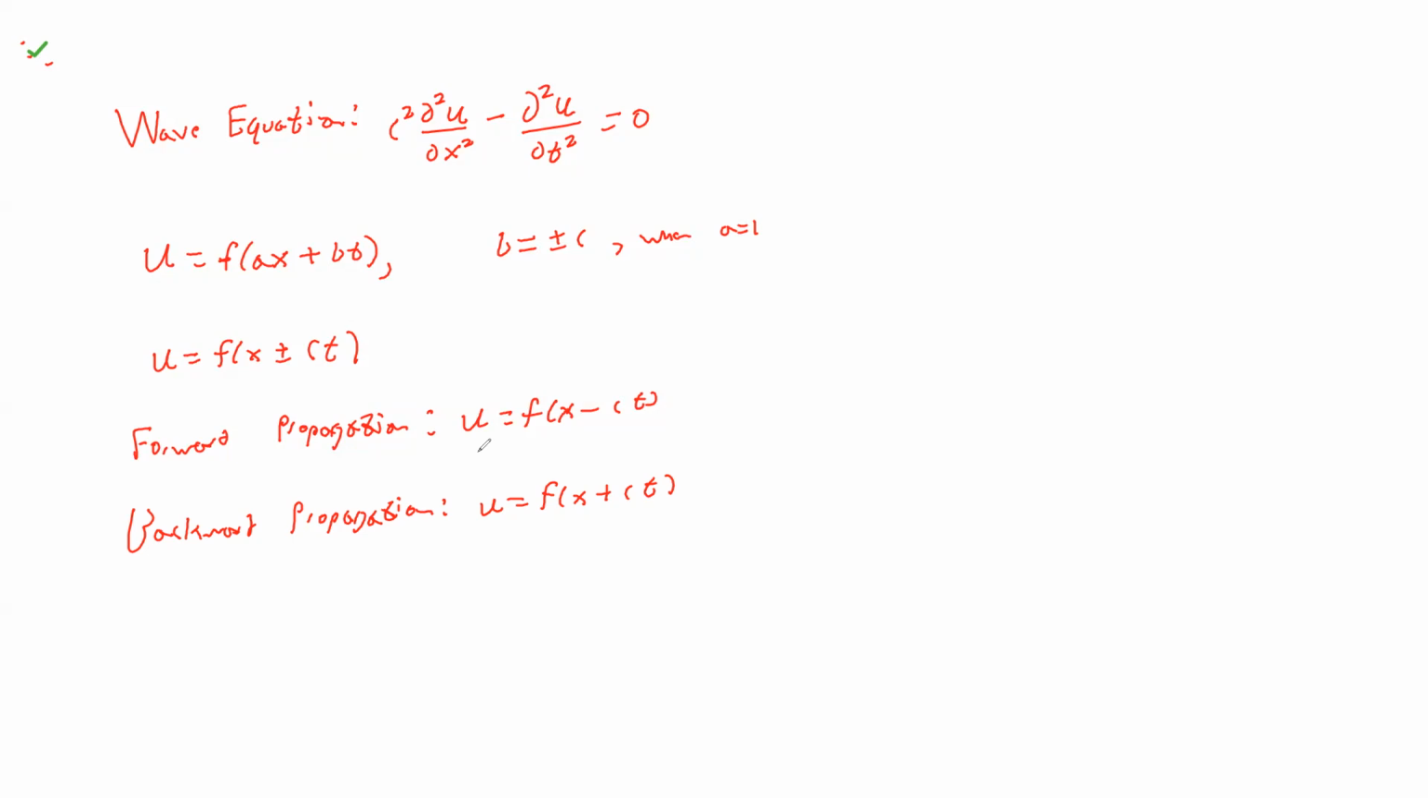So this is why we call forward propagation an outgoing wave if you're looking at a number line and starting at 0. If you're standing at 0, it's moving to the right. That's forward propagation in a 1D frame. Backwards propagation would be going to the left. All right. That concludes this video on the general solution to the wave equation.